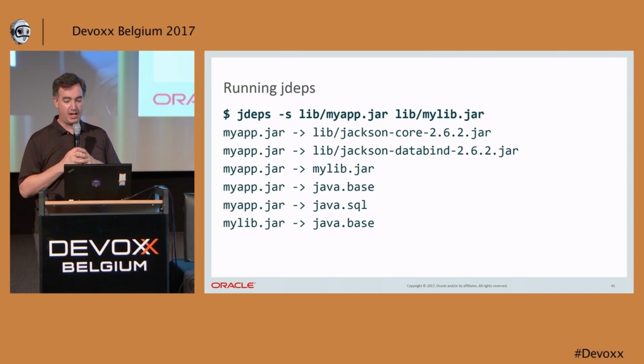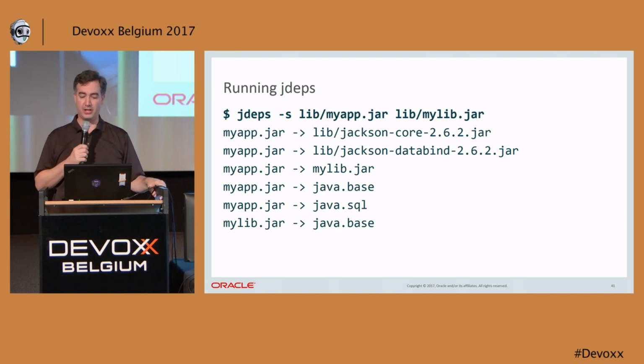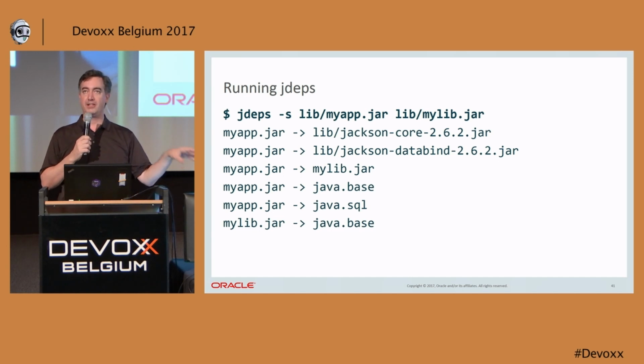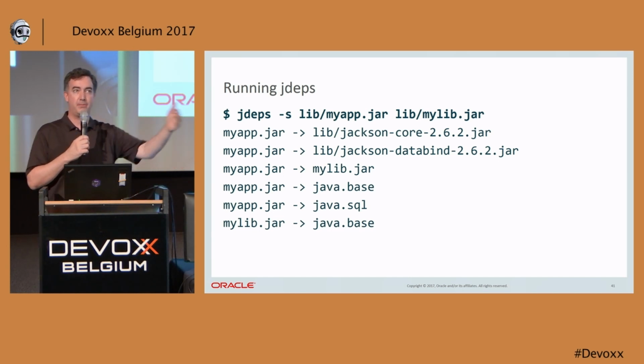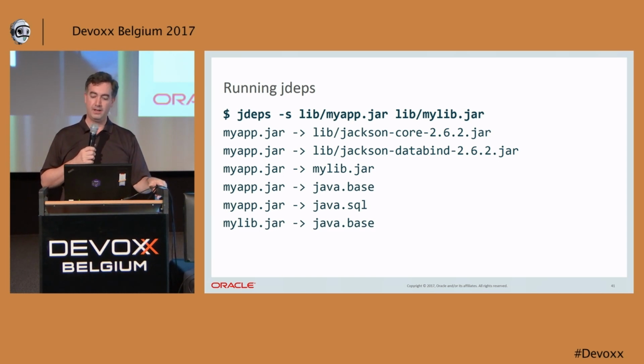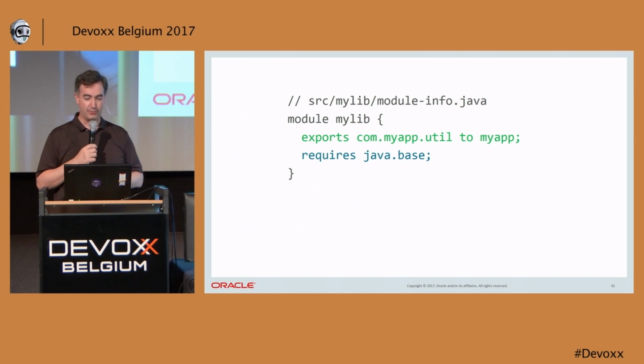We see that myapp.jar depends on 2 of the Jackson jars, which remember are not modularized yet, and of course on mylib.jar, plus myapp.jar depends on the JDK modules, java.base and java.sql. JDEPS can tell that based on the APIs that myapp is consuming. Mylib.jar depends only on java.base, so that's nice and simple. And now we have what we need to write our module declarations.